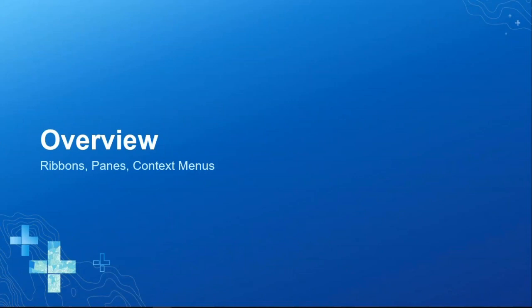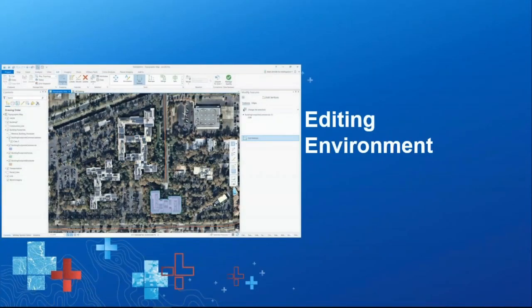So we'll start with an overview. If you are new to ArcGIS Pro, these three terms, ribbons, panes, and context menus, are going to be three terms that you need to get used to using. And they are some of the main features of the editing environment. And let's just jump right into a demonstration.